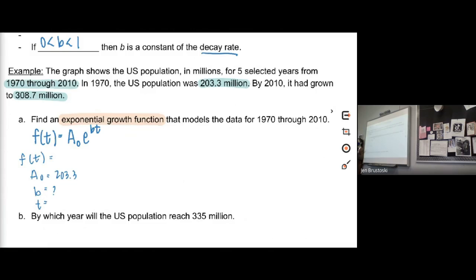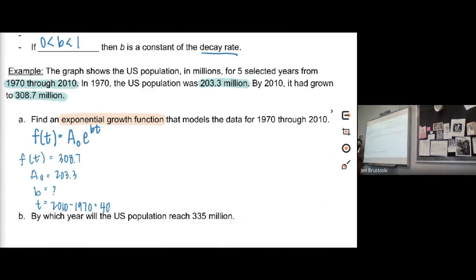What is my t? Chase? Is it 40? It is 40. How'd you find 40? I did 2010 and subtracted that by 1970. Good. So we are trying to find, over 40 years, what is the population? All right, and then f of t. Any guesses as to what f of t is? 308.7. Good. So that f of t is our value, our population in this case, over time. This is our population given a certain time, and this is after 40 years.